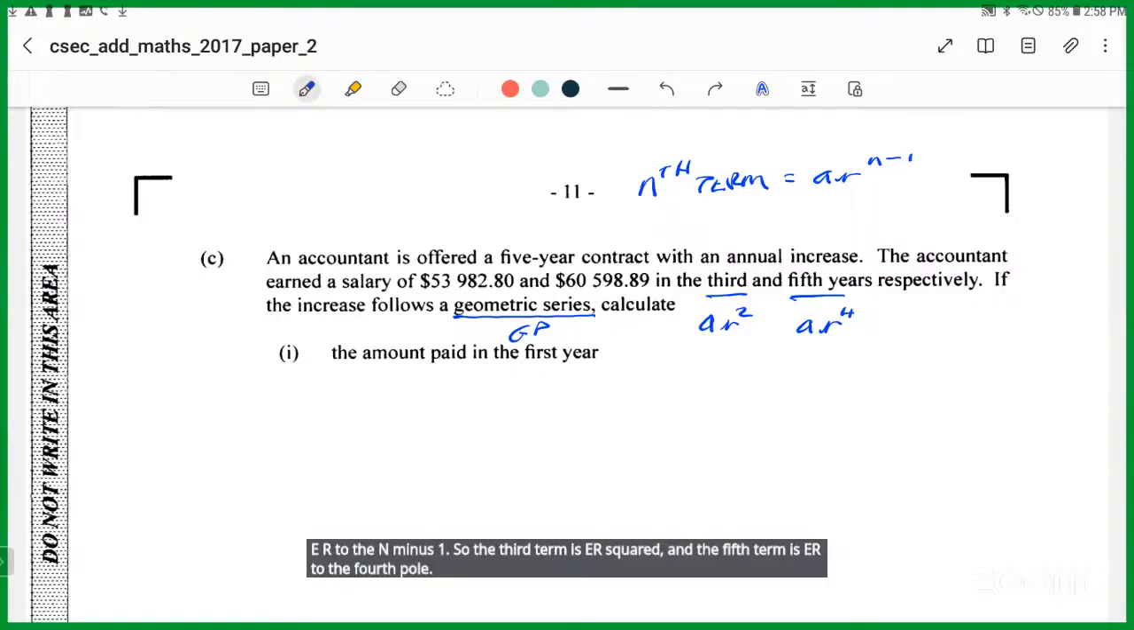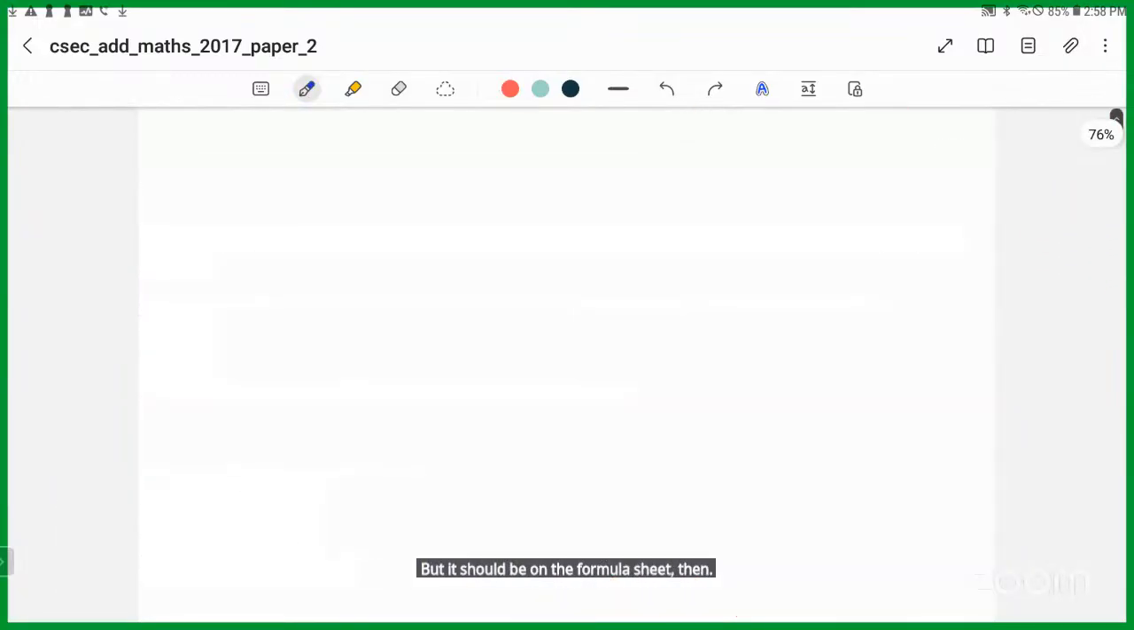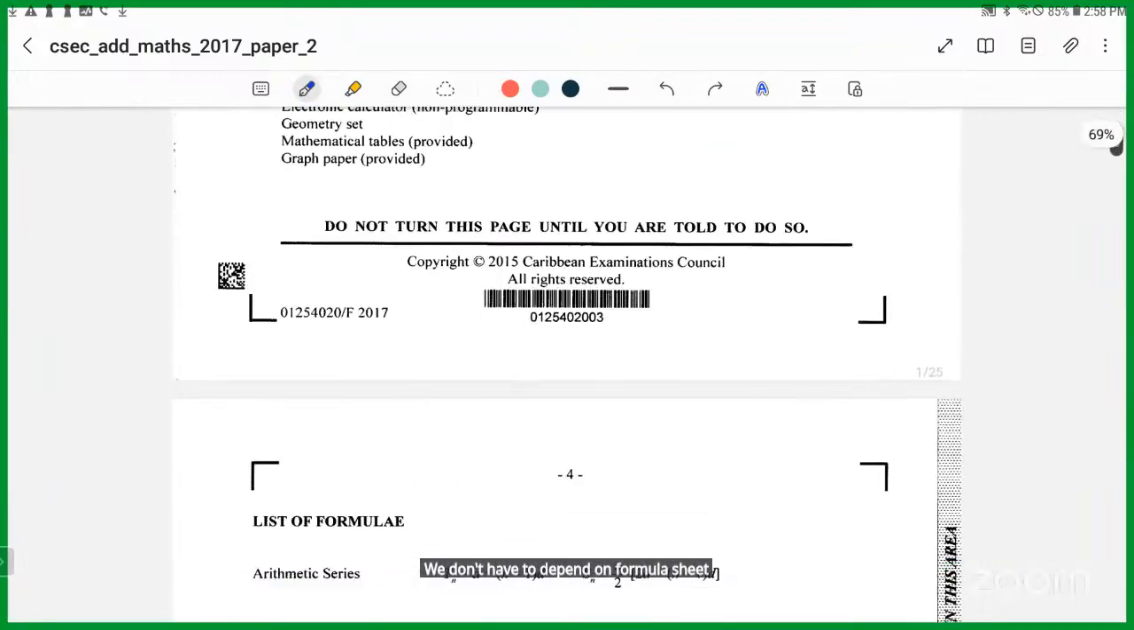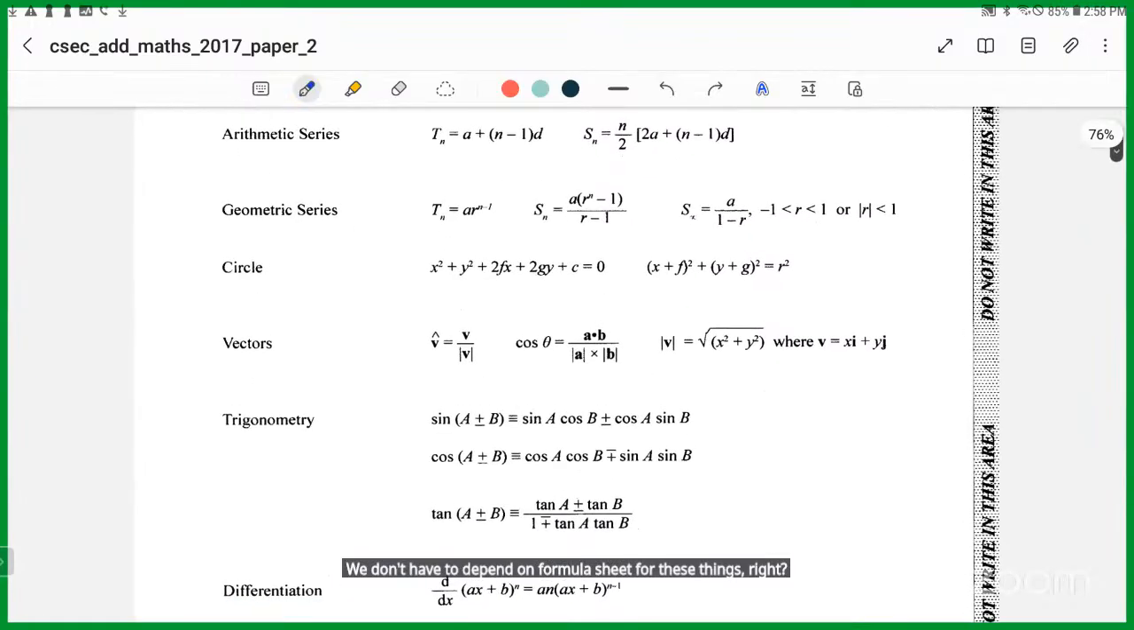Now this will be on the formula sheet, you know. But we don't have to depend on the formula sheet for these things. See here, for a GP, the nth term is AR to the n minus 1. The sum to n terms is this. And the sum to infinity is that, provided that R is a fraction. That means R is a positive or negative fraction, with absolute value less than 1, meaning it's a fraction.